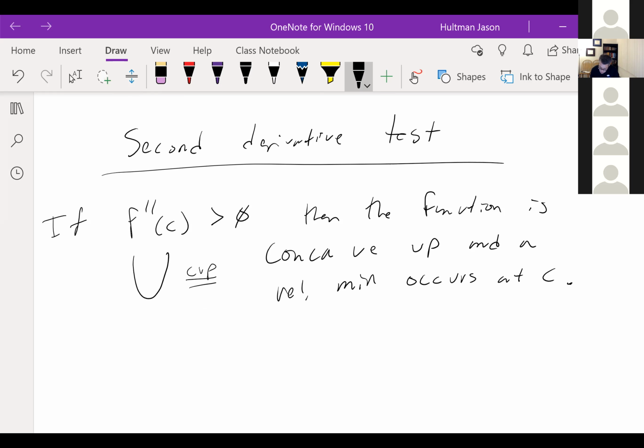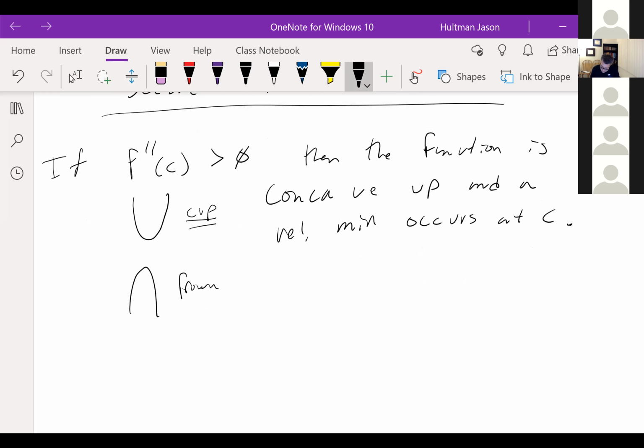Well, what do you think concave down is like? Concave down is like a frown. Okay, concave down is like a frown. Concave down is an upside down frown. Sounds good? Okay.